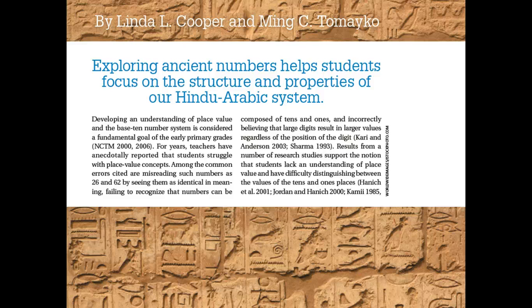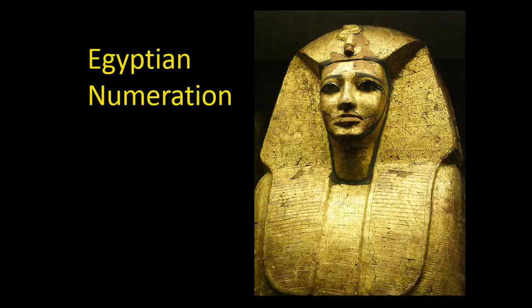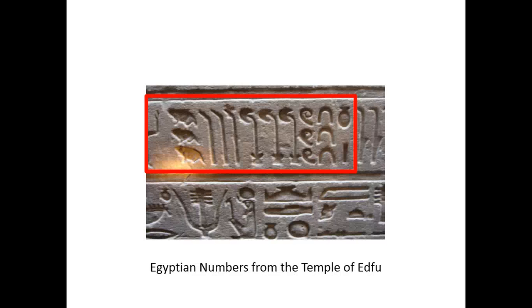So that's what we're going to do now. We're going to look at some ancient number systems to see how other civilizations expressed numbers, and then we can compare that to how we express numbers. And we're going to start with the Egyptians. Here's an example of a number written on a temple in the Egyptian number system, and we're going to learn how to read a number like that.